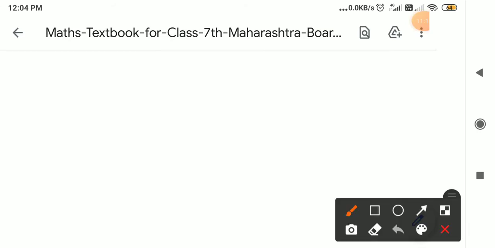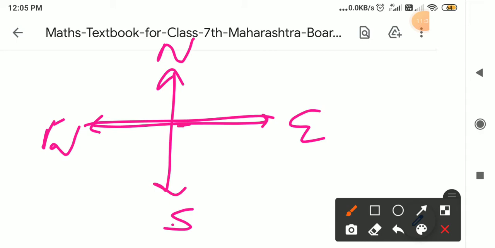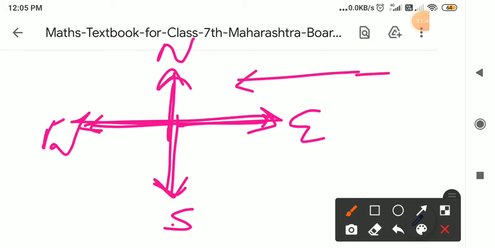If we are discussing the north-south direction, here it is north and south, here it is west, and here it is east. So we know that north is opposite south and east is opposite west. Similarly, see how these rays are directed. These are opposite rays: one is facing this side and another is facing that side, but they have a common origin. These rays are called the opposite rays.